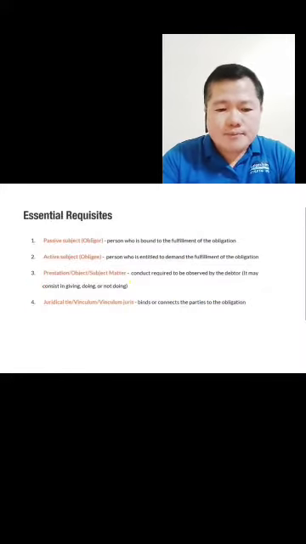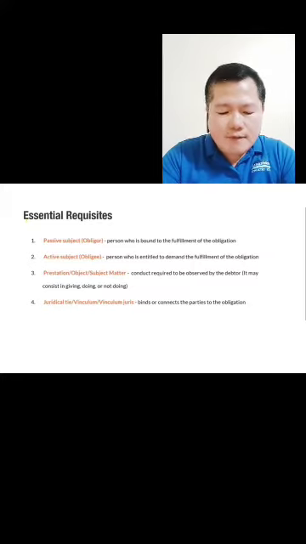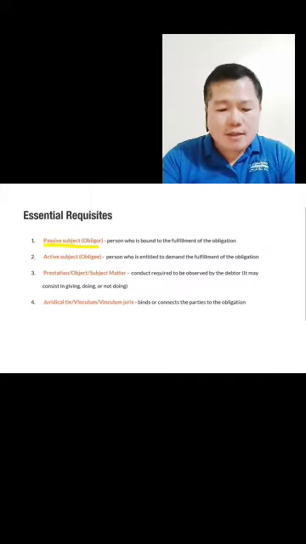So let's proceed to the next, the essential requisites. Okay? If we say essential requisites, there are parts. These are parts of the obligation that if any one of the essential requisites is missing, we cannot say that it is a civil obligation. So we have 4 requisites. If you have noticed, every requisite has multiple terms.